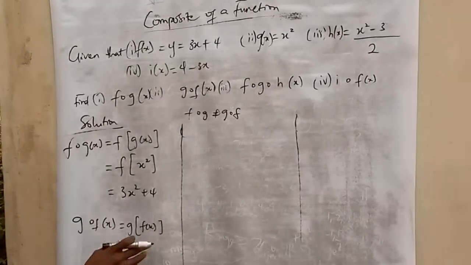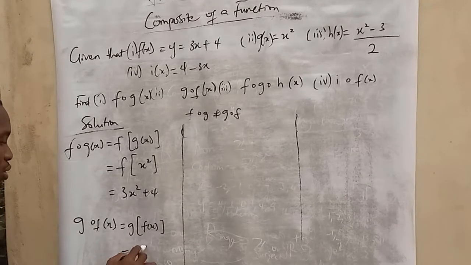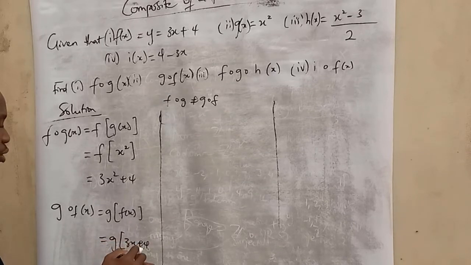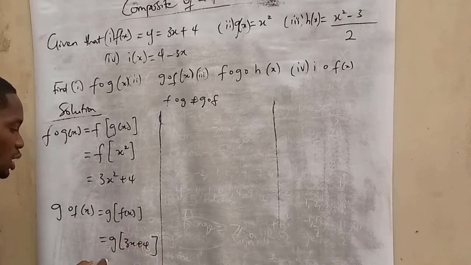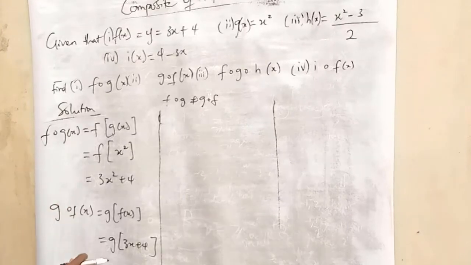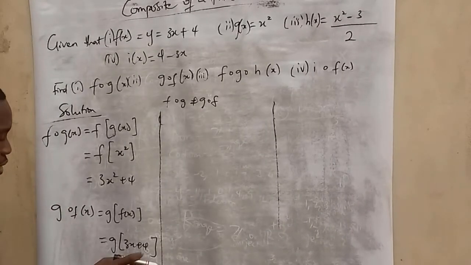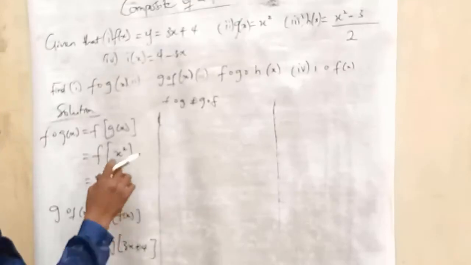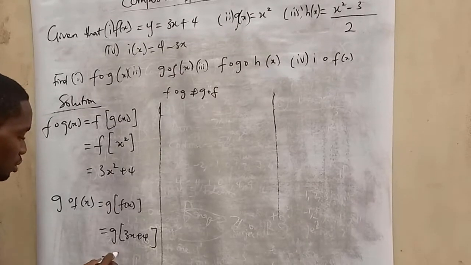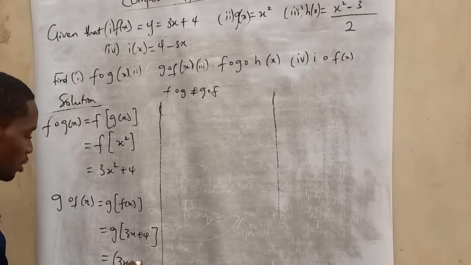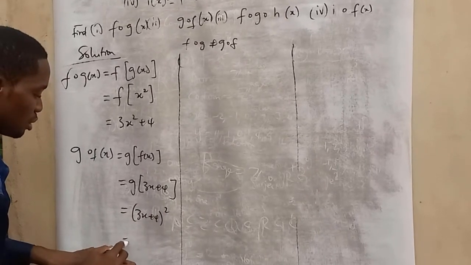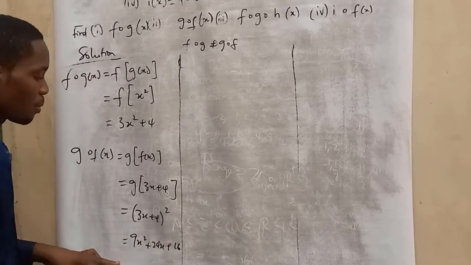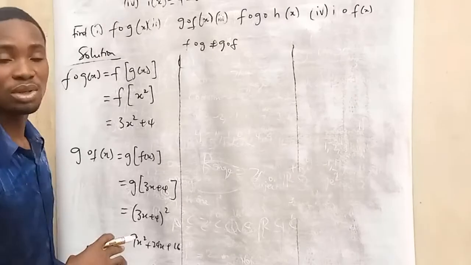So g of f of x now becomes g into, what's my f of x? My f of x is 3x plus 4. Now from here, this means I'm going to put 3x plus 4 inside g of x whenever I see x. So in my g of x, I have only x squared there. So I'm going to have 3x plus 4 all squared, which now becomes 9x squared plus 24x plus 16. So that's the answer to this question.